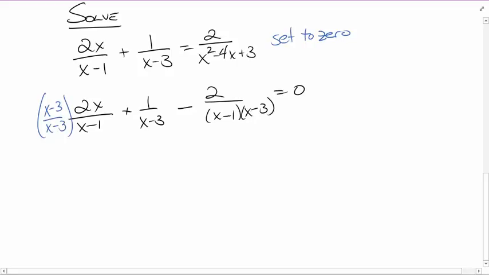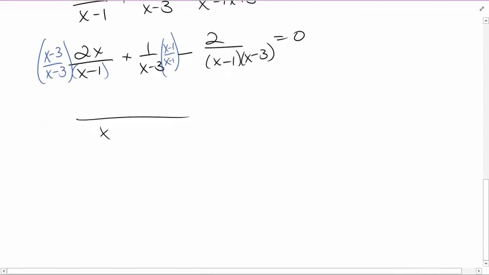I would need to multiply my first term by x minus 3 over x minus 3 to get that full denominator. I'm also going to multiply my second term here by x minus 1 over x minus 1. And now all three terms have the common denominator. That common denominator, x minus 1, x minus 3, over, I'll distribute the 2x, I'll get 2x squared minus 6x. I'll distribute the 1, and I'll get x minus 1 minus 2 equals 0.